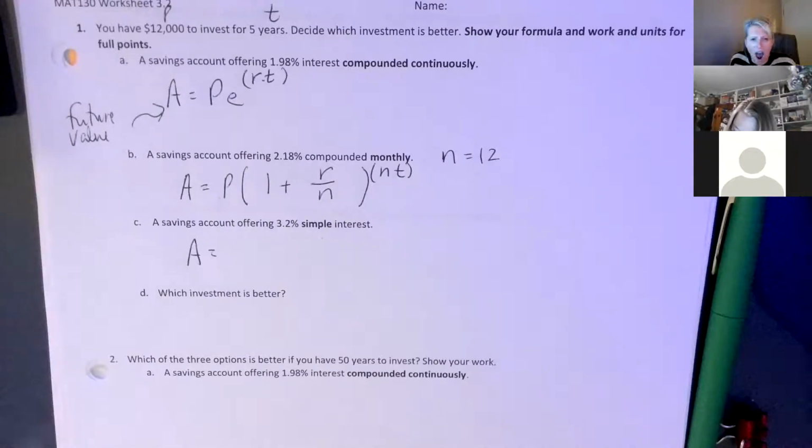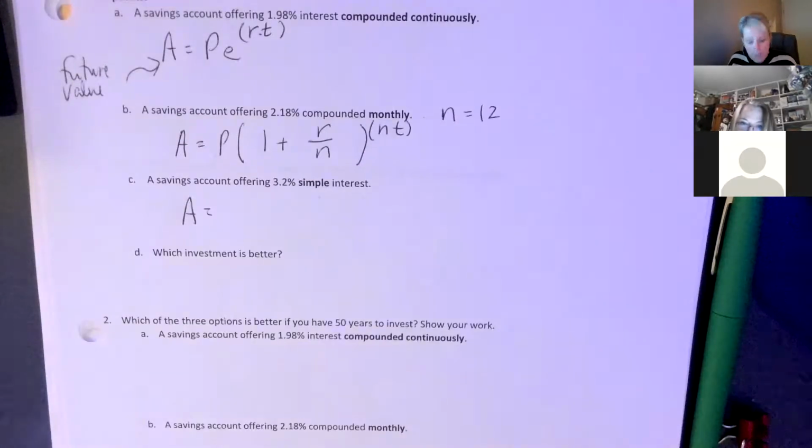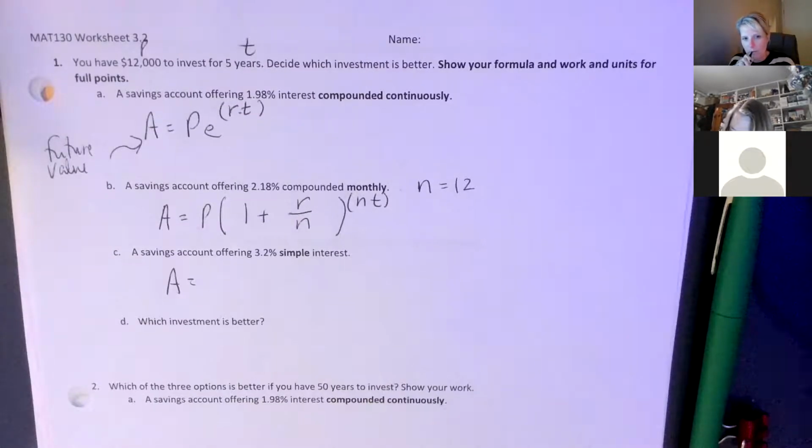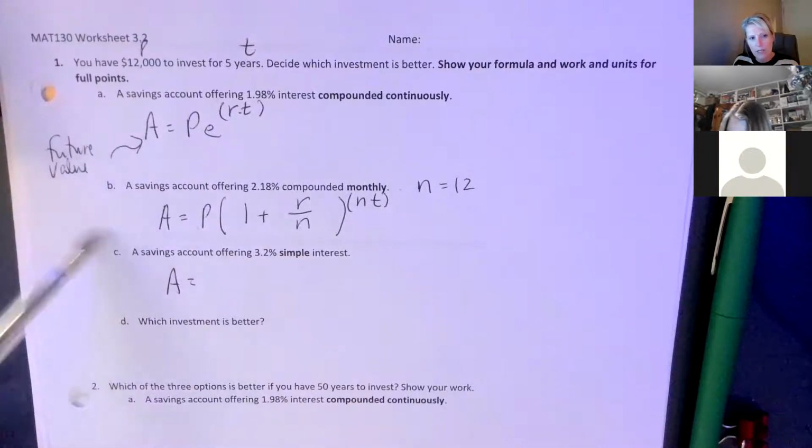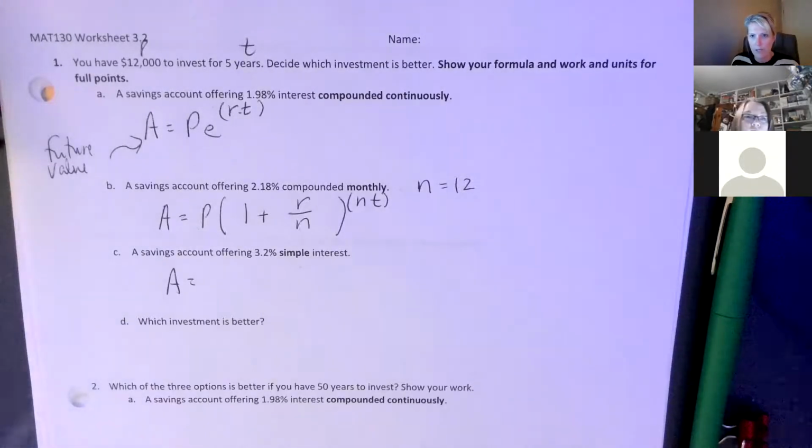Go for C on the first one. I'm using I equals PRT. So if you do that, you're coming up with interest, right? Yeah. So how are you going to compare just the interest on C with total values on A and B? Maybe on C you'd want to also find the future value, since that's what you did on A and B. Because interest is just going to give you what you made. It's not going to also include your original investment, right?